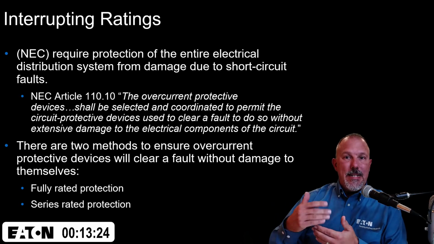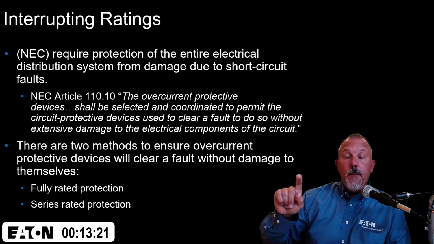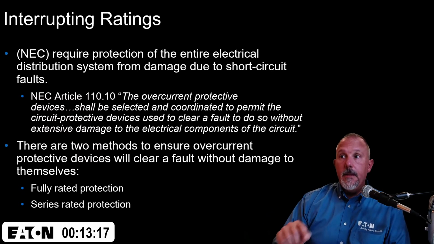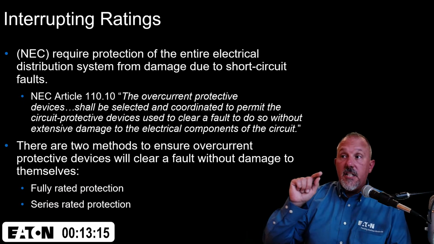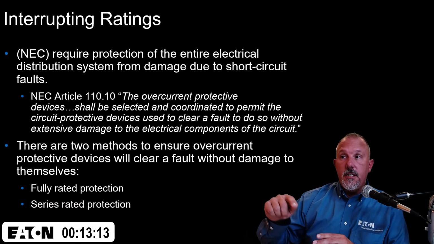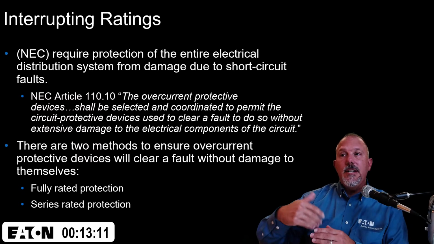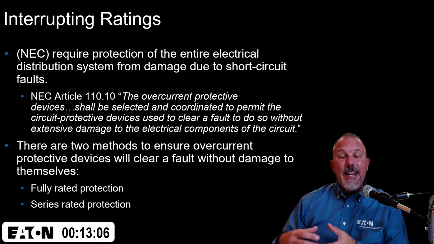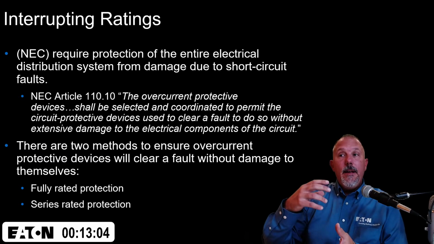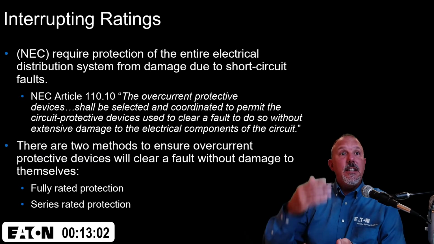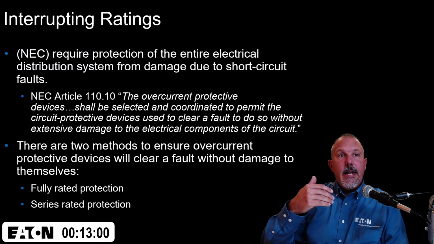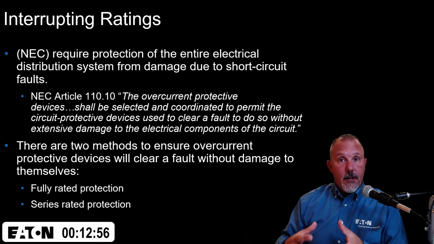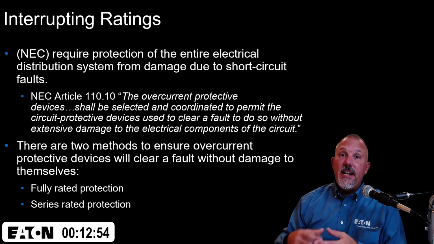That is section 110.10. So remember, in 110.10, we say the overcurrent protective device has to be coordinated to permit the circuit devices to clear the fault without damage to the circuit. And that's why we call that a short circuit current rating. Interrupting ratings are the rating of the overcurrent device that stops that flow. I can have a fully rated system where the overcurrent devices can interrupt the amount of fault current that they'll see, or I can have a series rated system.